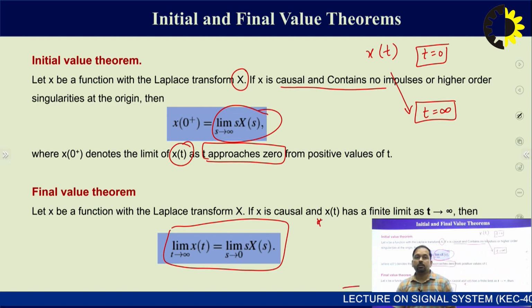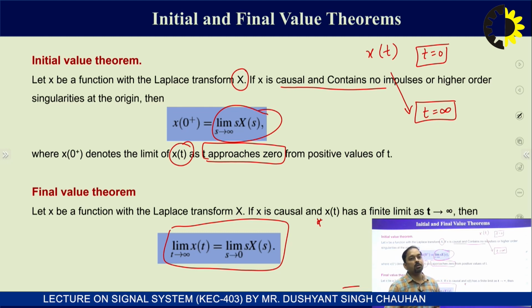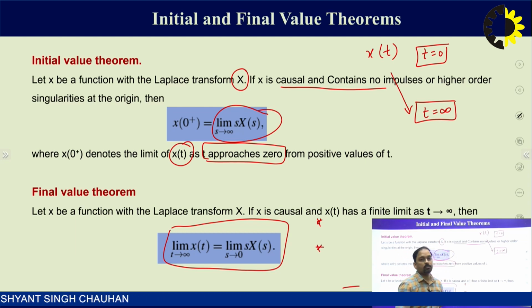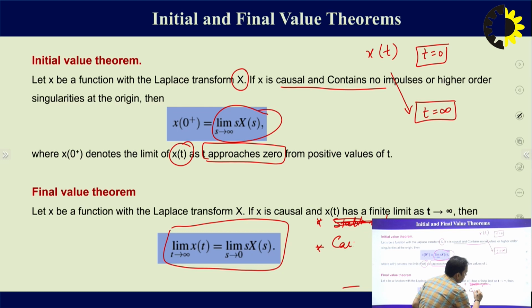So both initial and final value theorems are applicable for a stable system. Or we can say, before starting with the stability, we must say that both the theorems are applicable for causal systems.